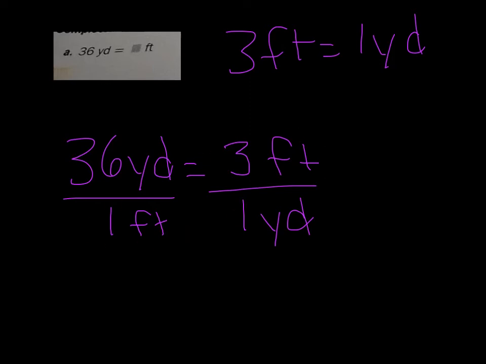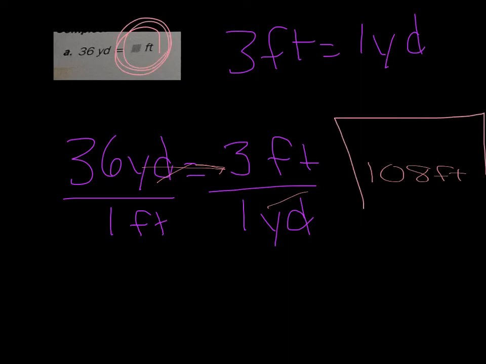Now we solve this like when we would multiply fractions. So my first step will be to multiply across. So I have 36 times 3. If you do not know that, you can do it off to the side. 36 times 3 is actually 108. My yards will cancel, and I'm left with feet. I also know it's feet because that's what they were asking me in the problem. They wanted to know how many feet. So my answer is 108.